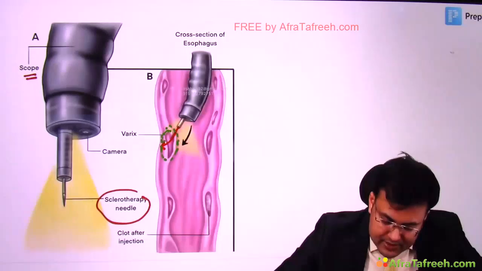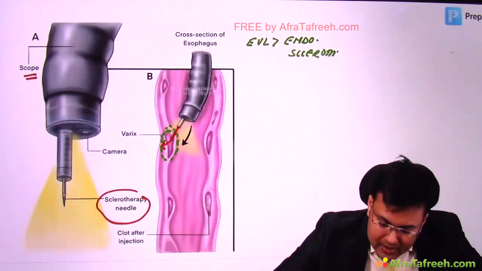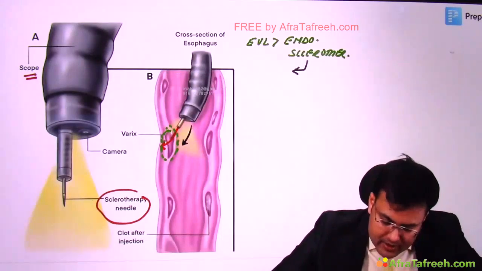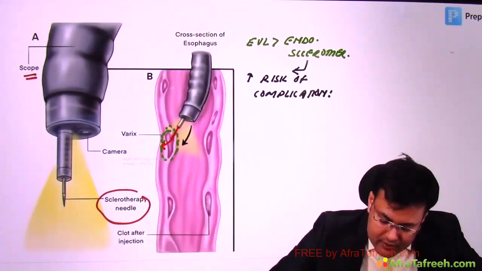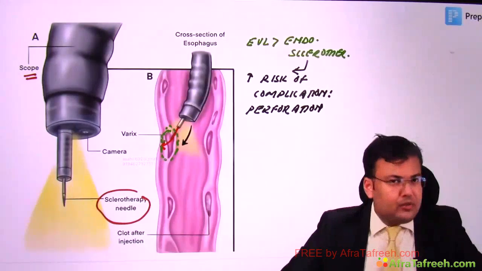So which one is preferred? We discussed endoscopic variceal ligation is preferred over endoscopic sclerotherapy. Why? Because in endoscopic sclerotherapy there is increased risk of complication. Which complication did we discuss? It's the esophageal perforation. Okay, so bleeding is controlled.